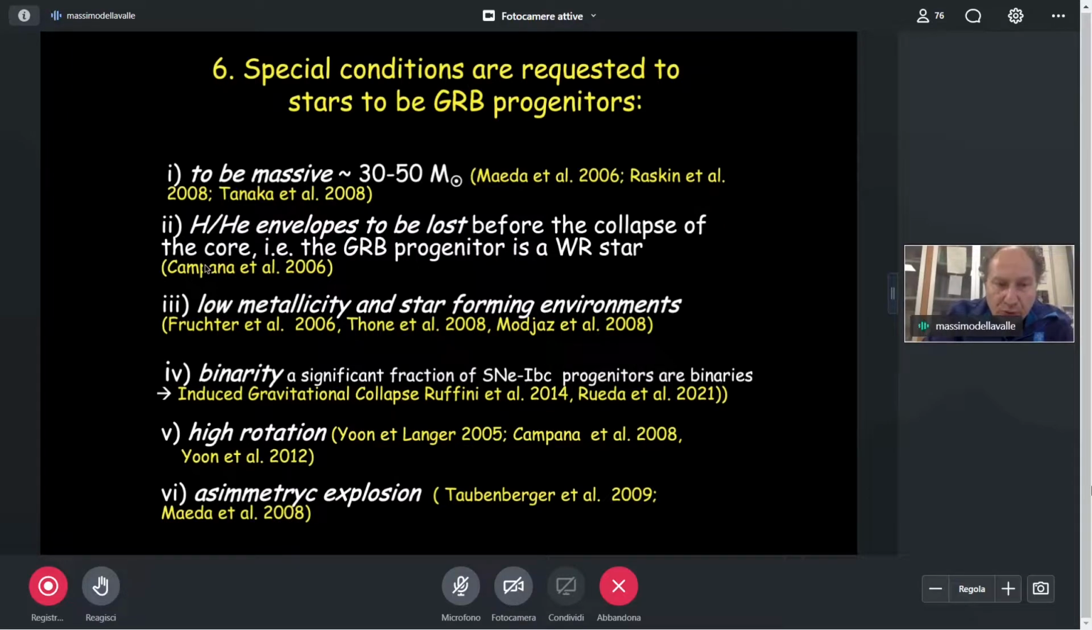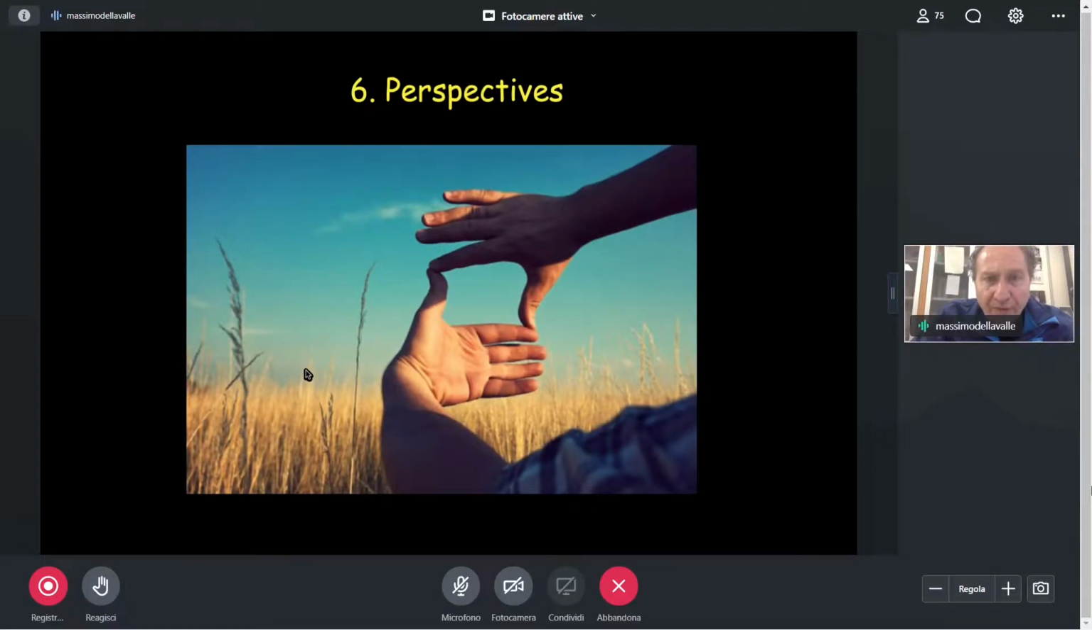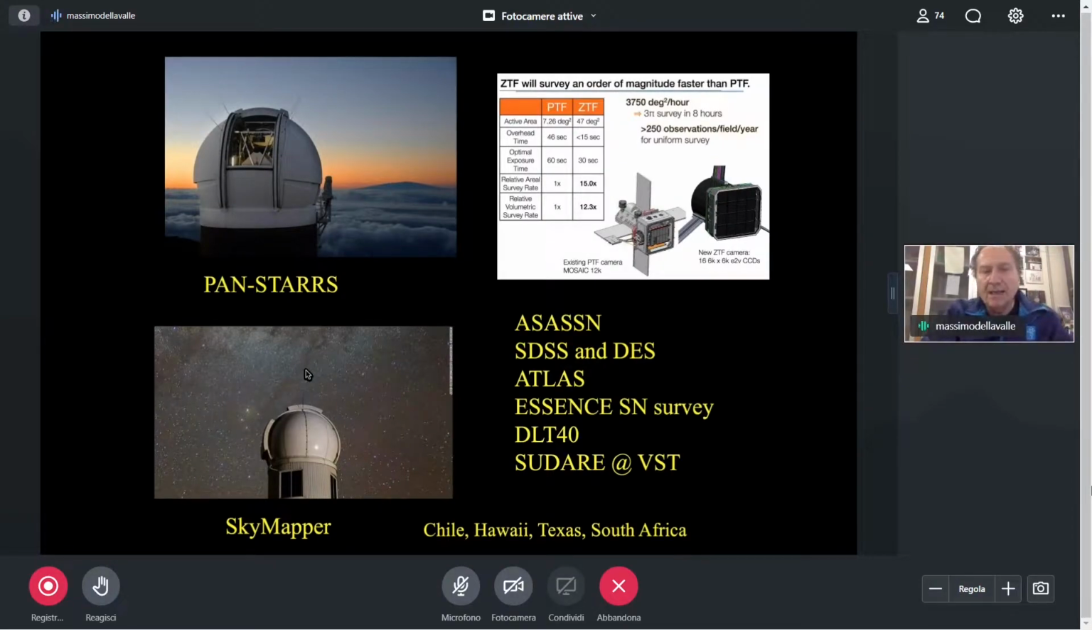In particular, I want to stress the binarity that is neglected in most of the models, with the remarkable exception of the so-called induced gravitational collapse that has been elaborated in ICRANet by Remo Ruffini and many others. I think also Luca has been involved in this. High rotation is extremely important. Asymmetric explosion. I'm sorry, but I don't have time to go through all of this. Finally, my last 3-4 slides are about the perspectives.